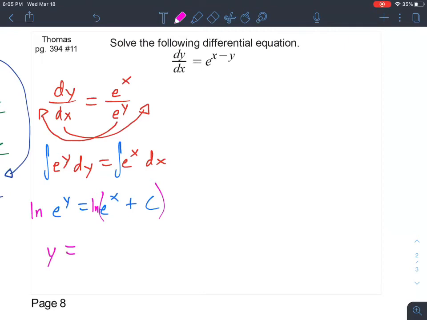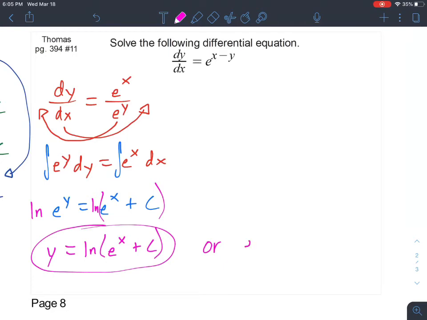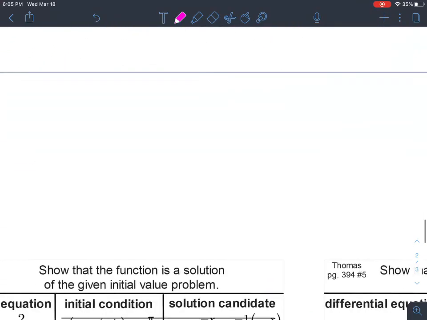So if we have this, then we know that the left side is going to be y, and then over on the right side, natural log of e to the x plus c. We can just leave it like that. So it really wasn't that bad trying to solve this. You can have it like that, or if you wanted, you could have left it as e to the y equals e to the x plus c. Either of those would be acceptable, and in fact, I think in the Thomas book, it even leaves it in this second form as your answer.